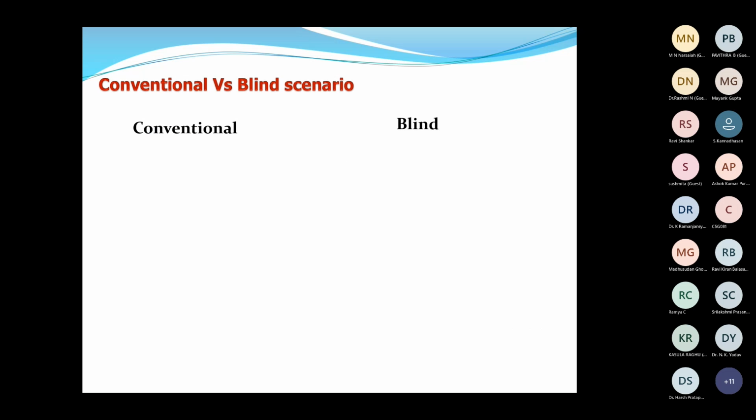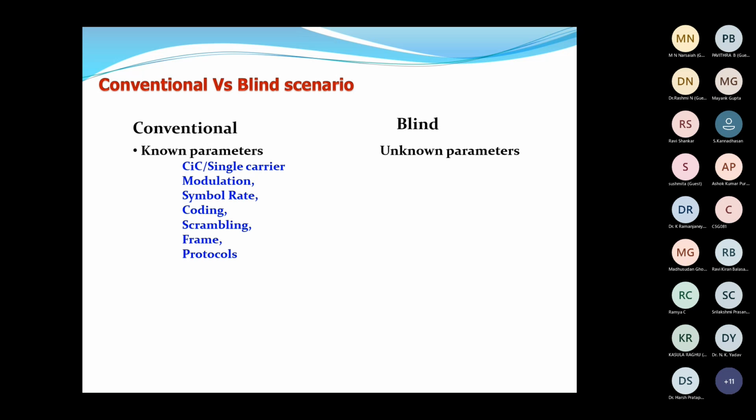So what happens in conventional communication, and what is the scenario in blind communication? Mainly, conventional communication has knowledge of the parameters. It could be multi-carrier or single carrier, modulation, symbol rate, coding, scrambling, frame protocols. However, all these parameters in the context of blind communication intelligence are unknown.